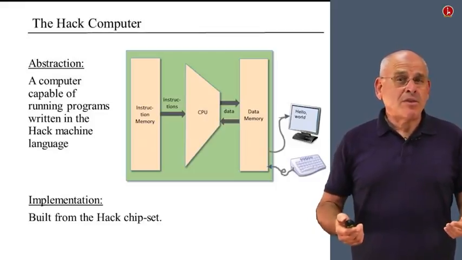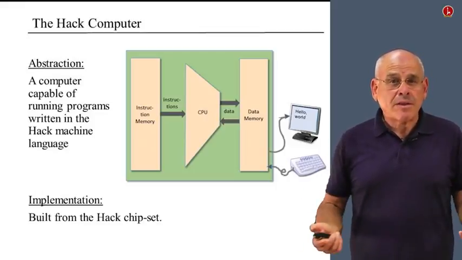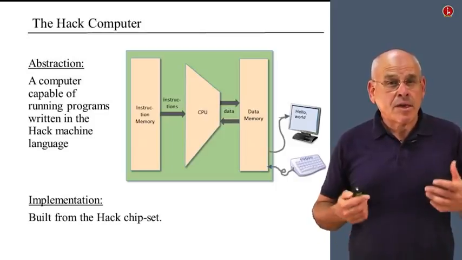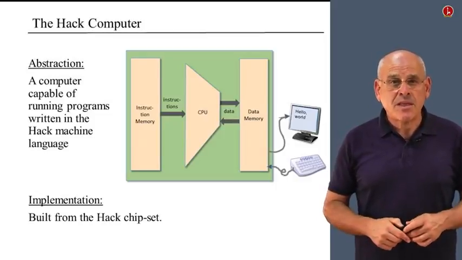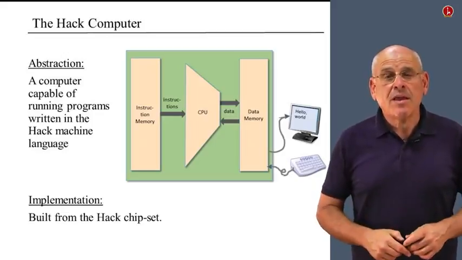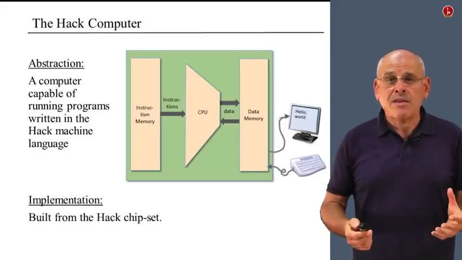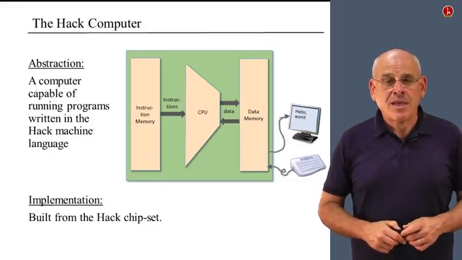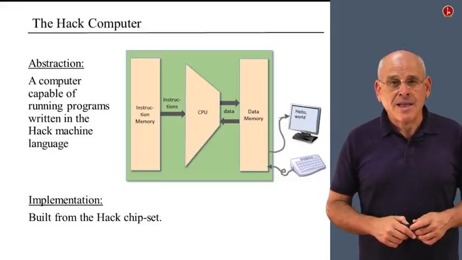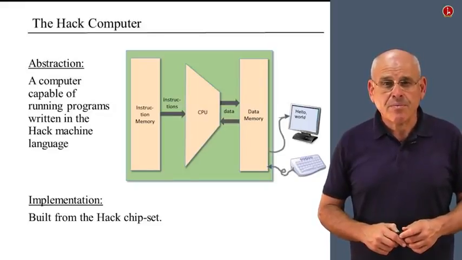We can also describe this computer bottom-up. How do we build this computer? Well, it turns out that we can build this computer using some of the chips that we built previously in this course, that actually you built, and all we have to do is put them together in some judicious way, and we'll get an architecture that enables us to realize the abstraction that we just described.